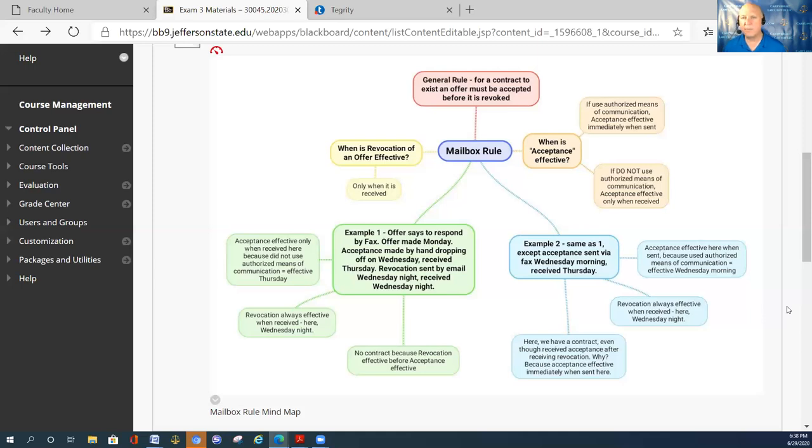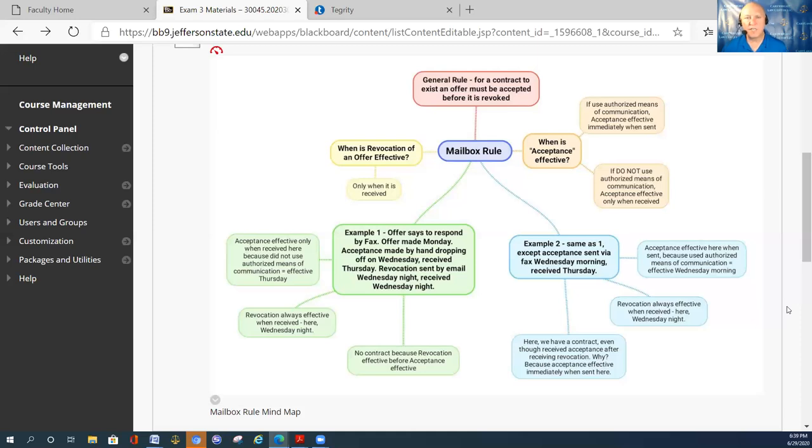I've given two examples in this mailbox rule handout, but if you really wanted to understand it, you'd do 20 examples and just run through them in different ways. The general rule is for a contract to exist, you've got to have the acceptance of an offer before it's revoked. We know that already. Well, the mailbox rule applies a rule related to when a revocation is effective and when an acceptance is effective.